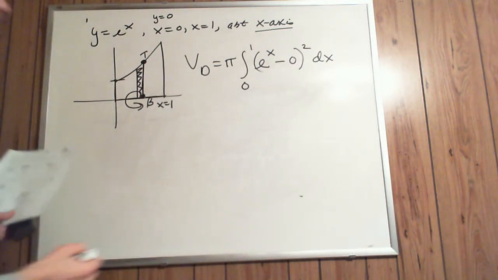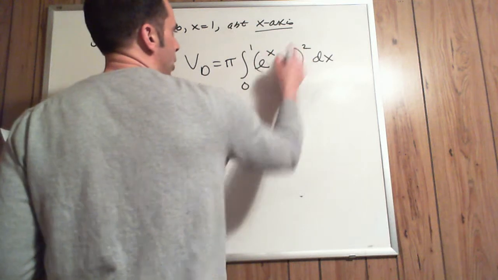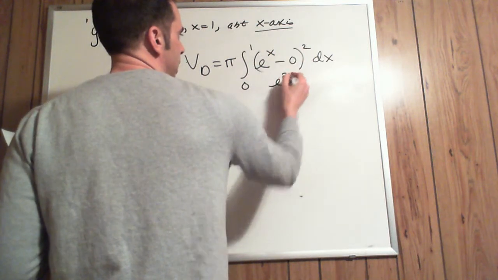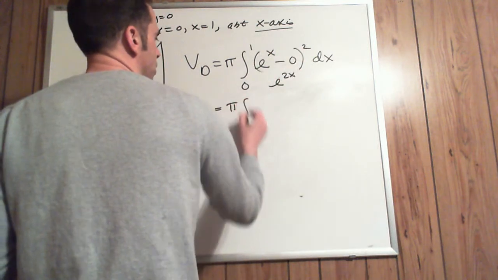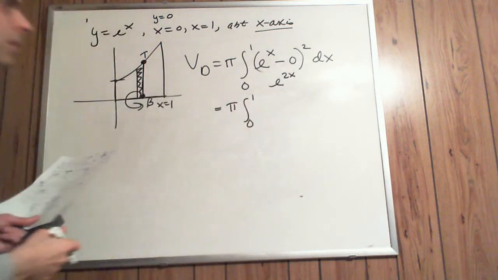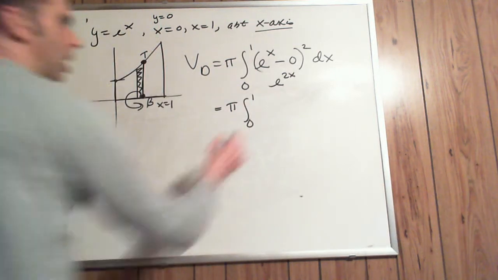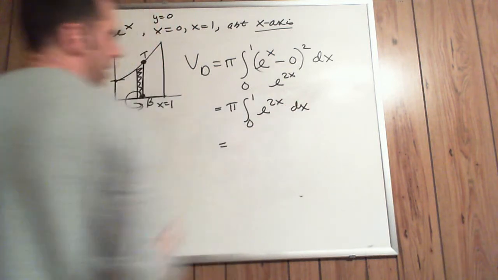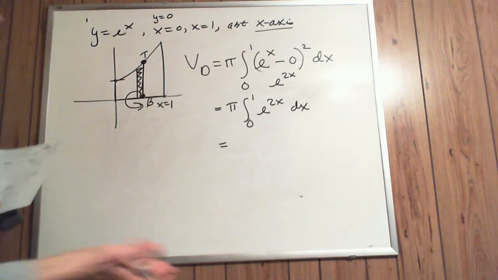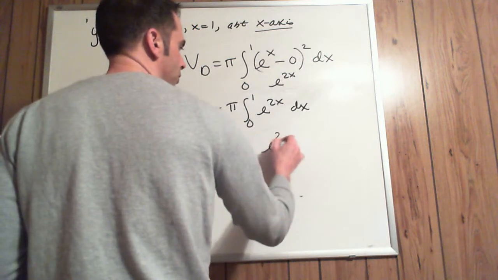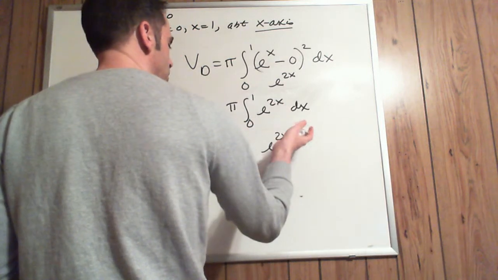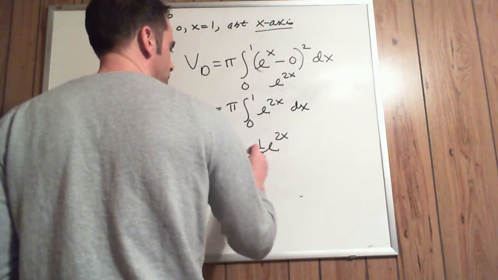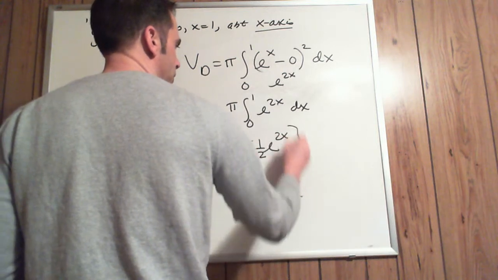And e to the x squared, power to a power means you multiply, e to the 2x. So this cleans up to be pi times the definite integral from 0 to 1 of e to the 2x dx. And that antiderivative, well, the antiderivative of e is the function itself. The derivative of 2x is 2. Its reciprocal is 1/2. Attach the pi from 0 to 1.